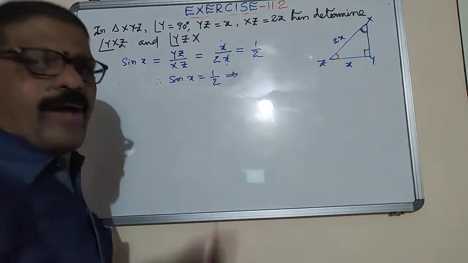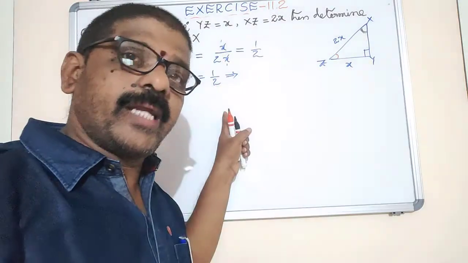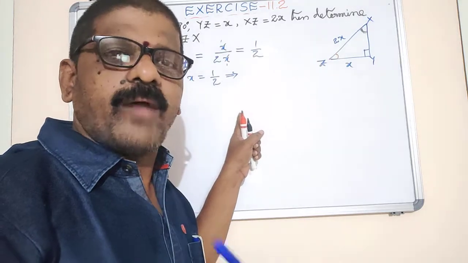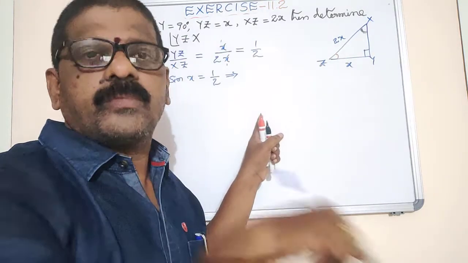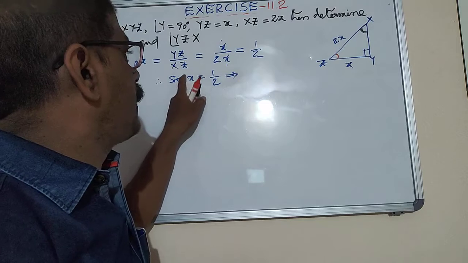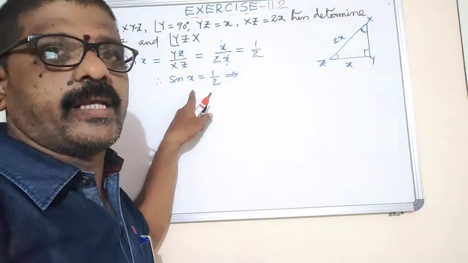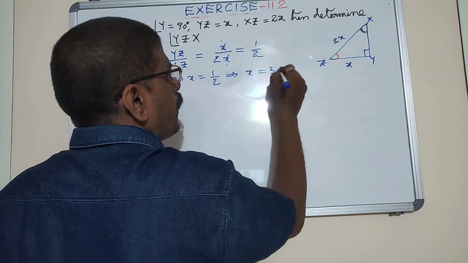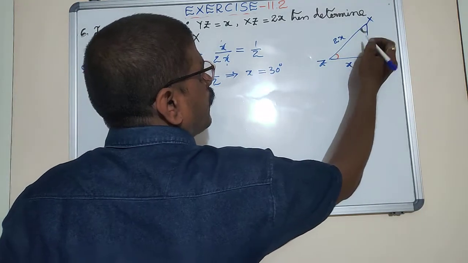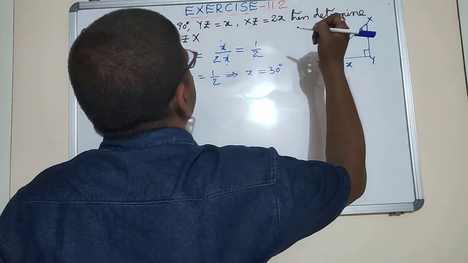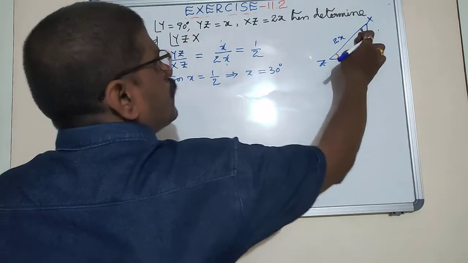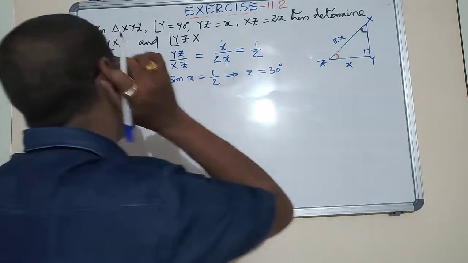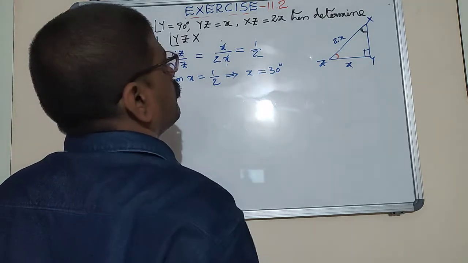Clear? Now, the value 1 by 2 is the sine of which angle? 30 degrees. Clear? The value of sine 30 is 1 by 2. Now, we can replace X by how much? 30 degrees. That means X equals 30 degrees. This value is how much? 30 degrees. Okay, we can write anyone, sin x.